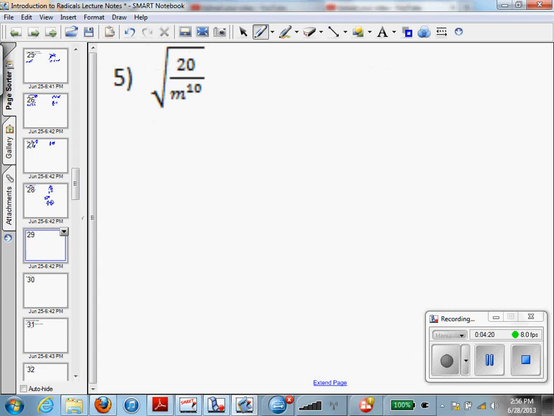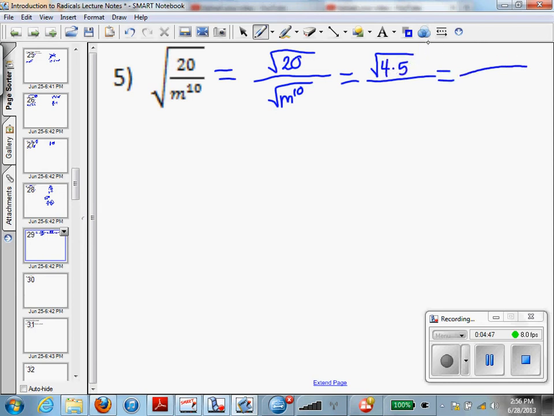Looking at number 5, what I would first recommend is taking this and breaking it into 2 separate pieces. So instead of the radical of 20 over m to the 10th power, I'd say radical 20 over the radical of m to the 10th. On top, we've worked this before, that 20 is the product of 4 and 5, and note that 4 is a perfect square of 2, so we can pull 2 out and leave 5 under the radical.